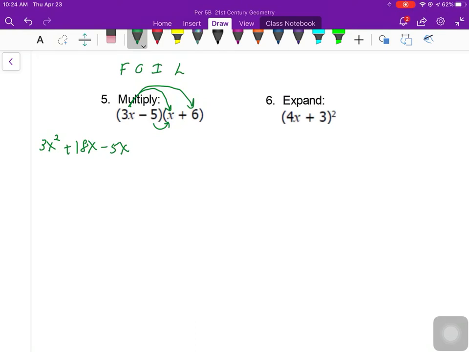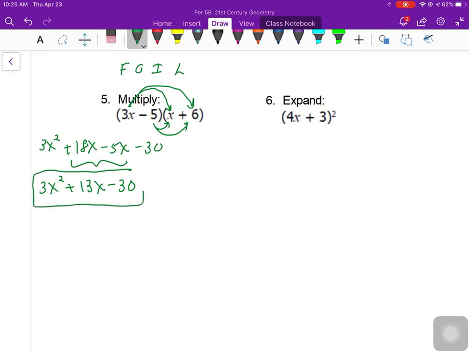Inside means we take the two that are closest to each other. -5 times x, -5x. And last means we take the last one in the first group times the last one in the second group, -30. These two are like terms, so we'll combine those together. 18x minus 5x gives us 13x and minus 30. This would be our answer after we multiplied those together.